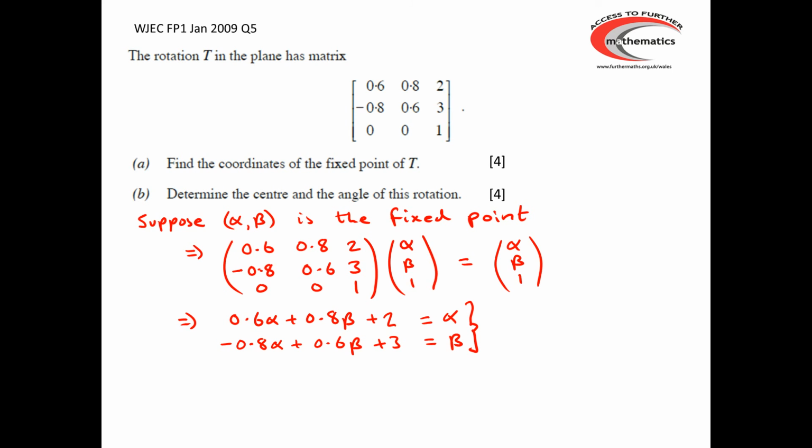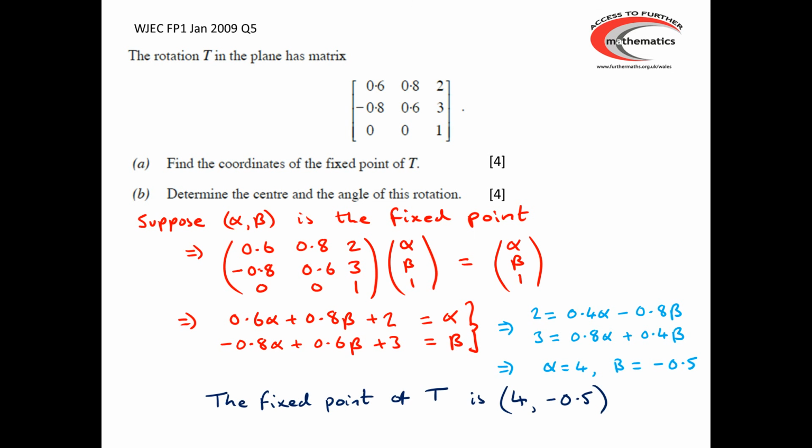Tidying up those 2 simultaneous equations, we can rewrite them as 2 equals 0.4 alpha minus 0.8 beta, and 3 equals 0.8 alpha plus 0.4 beta, and using any standard method for solving the simultaneous equations, we obtain alpha equals 4 and beta equals minus 0.5. So the fixed point of the transformation t is the point (4, minus 0.5).